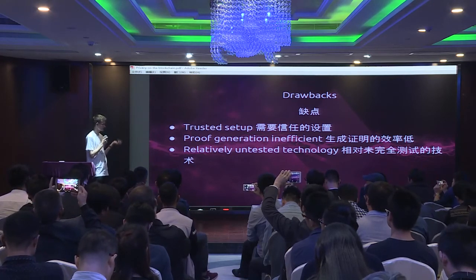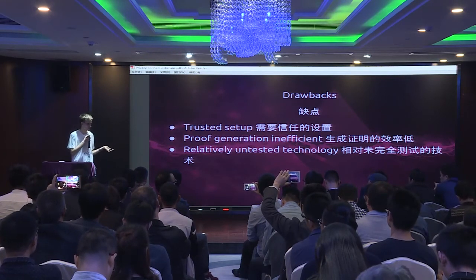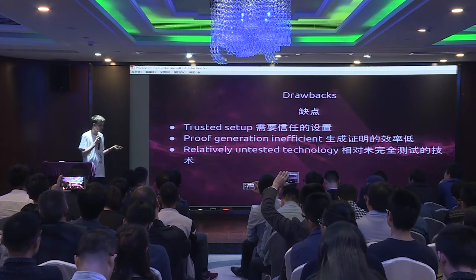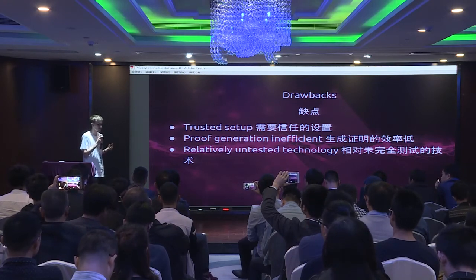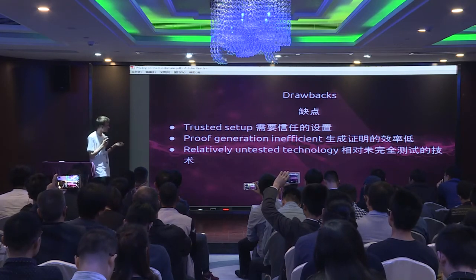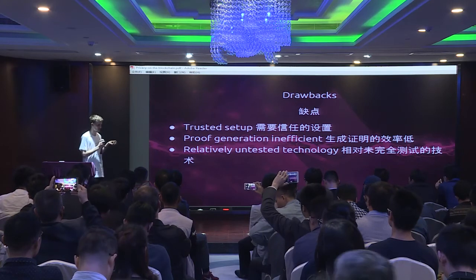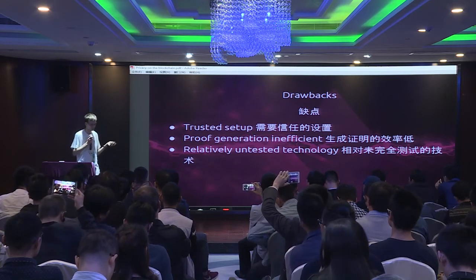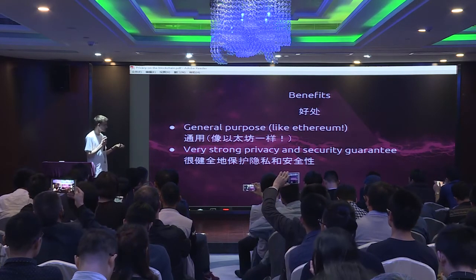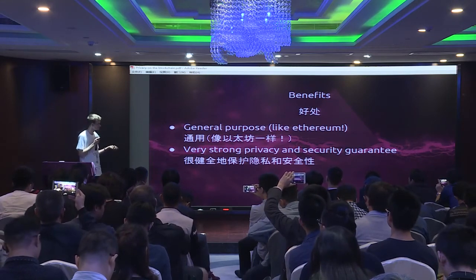Also, zk-SNARKs are relatively untested technology. Zcash has been running for 1 year, whereas hashes and digital signature algorithms have been around for 30 years. So compared to simpler cryptography, zero knowledge proofs are still relatively new. But we think they're very promising because they are very powerful.